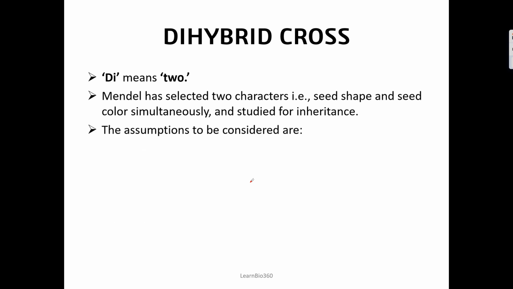When we are studying two characters at a time, we need to make certain assumptions. The first assumption is that the plants selected by Mendel are pure lines. It means they are homozygous in nature.